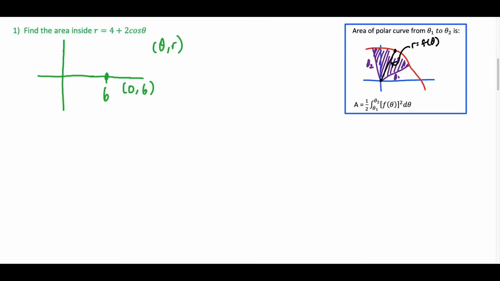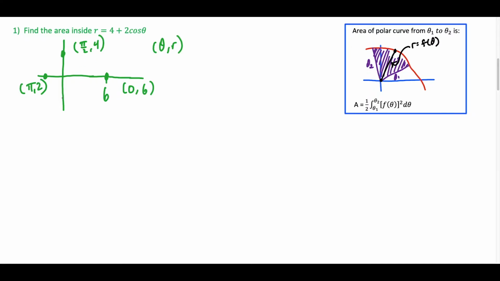Now the next direction we could look is north in the pi over 2 direction, and cosine pi over 2 is 0, so we would have r equals 4 in that direction, which gives us pi over 2, comma 4 here. Now when we're going in the pi direction, cosine pi is -1. So we'll have 4 minus 2 is 2, which tells us we're going 2 units in the direction towards pi. So this would be pi, comma 2.